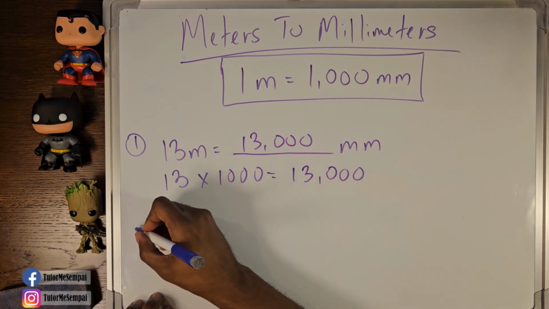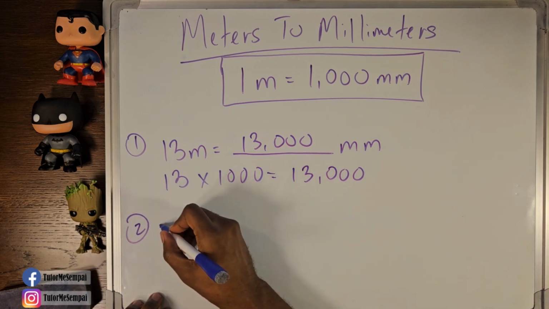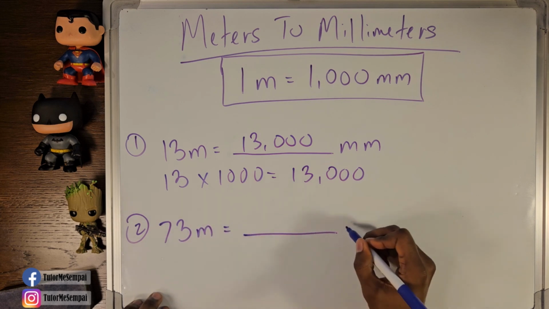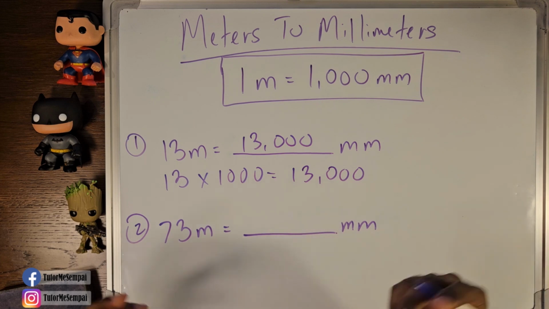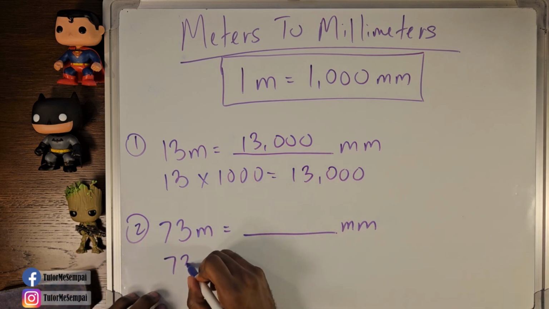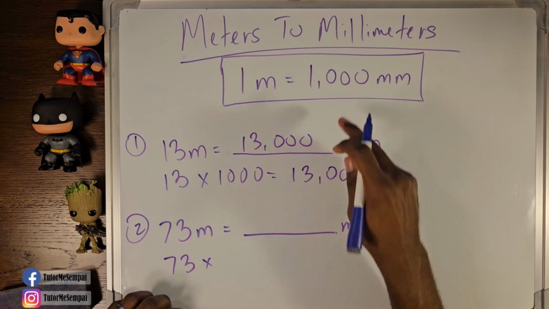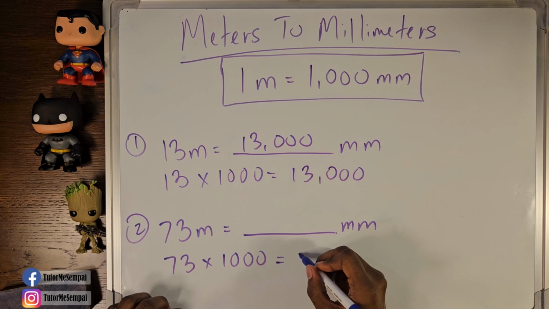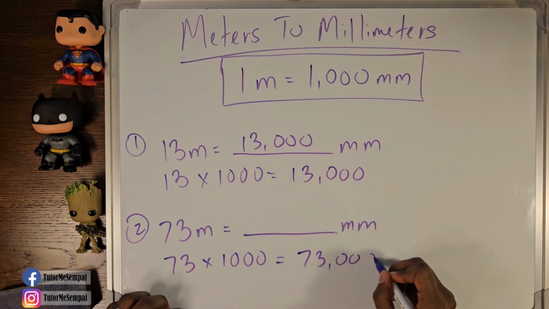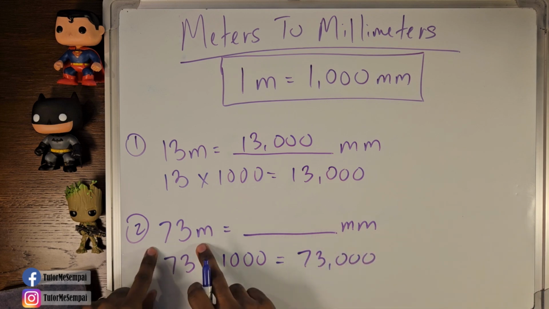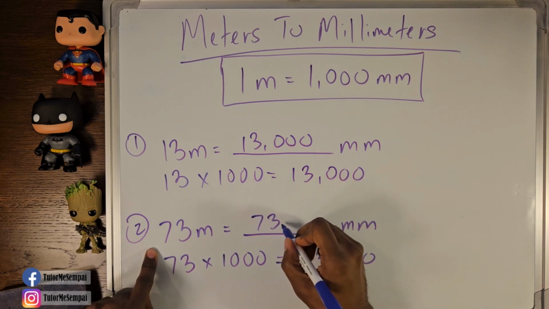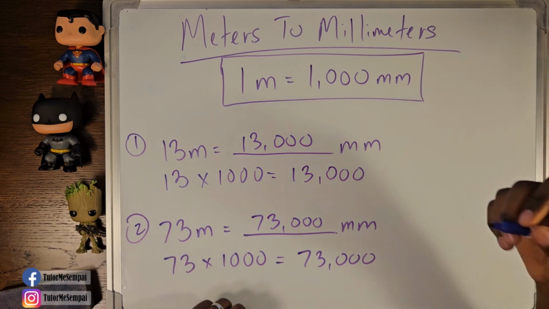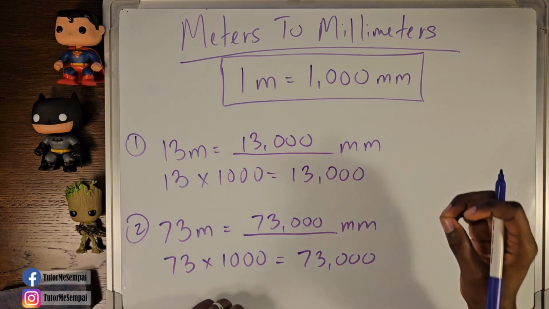Let's say we have a little bit more. We have more than 13. In this case, we have 73 meters. How many millimeters do we have now? Well, we're going to do the same exact thing. Take your 73, you're going to multiply by that same 1,000. And when you do so, you're going to get 73,000. Therefore, when you have 73 meters, you're going to have 73,000 millimeters. And just like the previous section, you also have a shortcut that you can use.